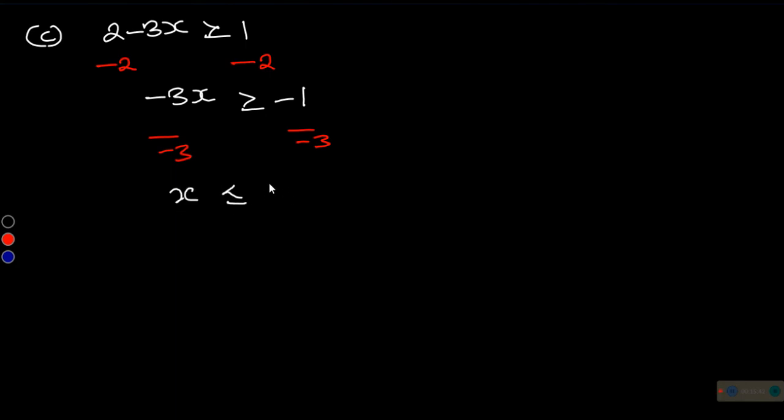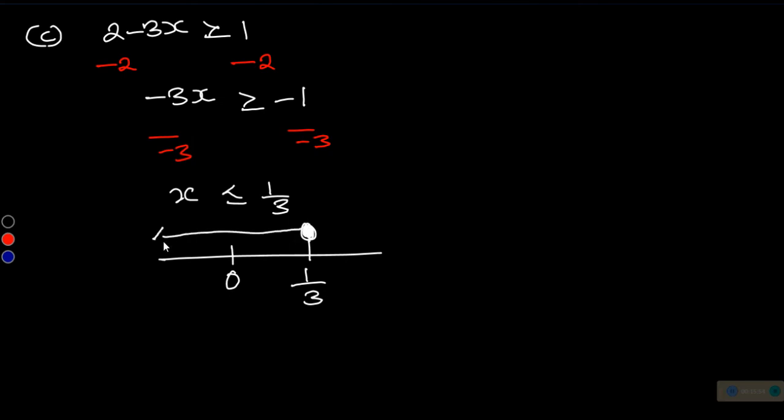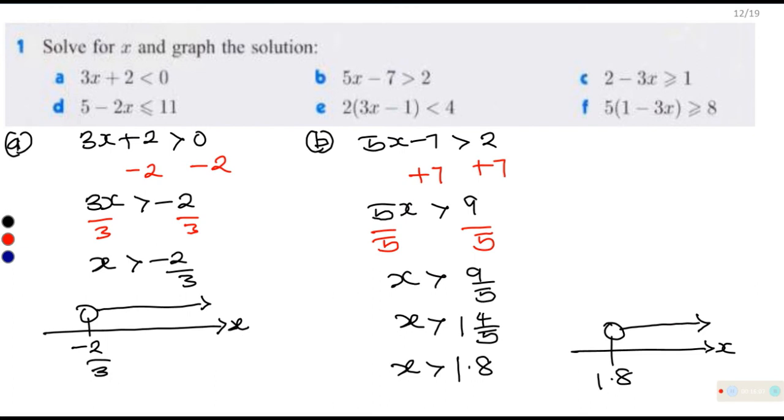to 1 over 3. On a number line we have 1 over 3 which is positive, with 0 somewhere around here, and because it is less than or equal to, we are going to shade the circle and the arrow will point to the left. This is the representation. So what you are going to do now is to pause the video and try this one as an exercise.